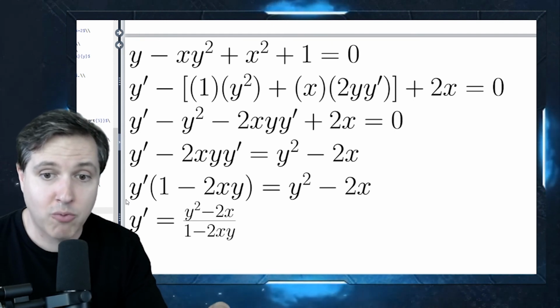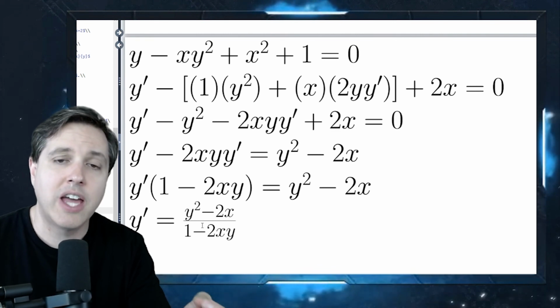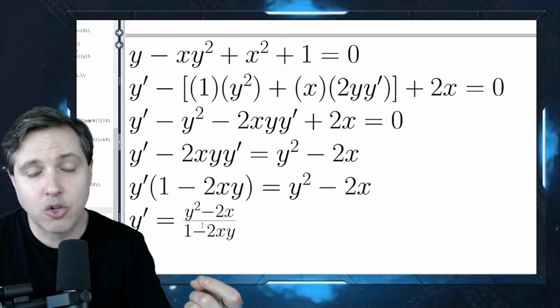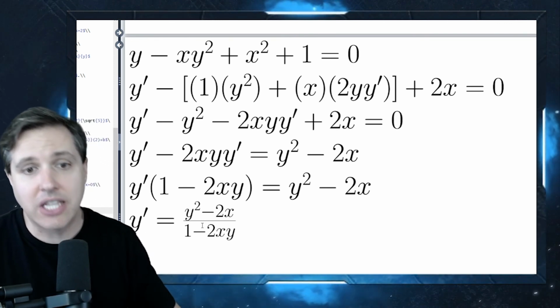Now, if you're doing a problem where you have a point, you would plug your x in here, you'd plug your y in here, and you would now get a value for the derivative evaluated at that point that you care about, just like we did in the last problem.